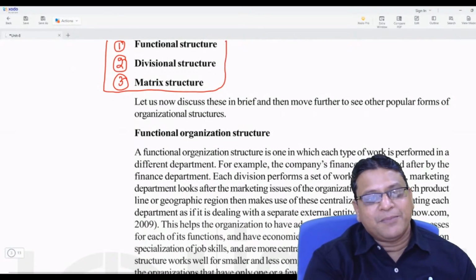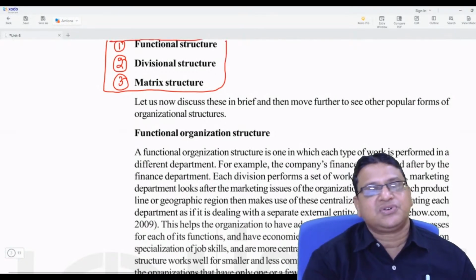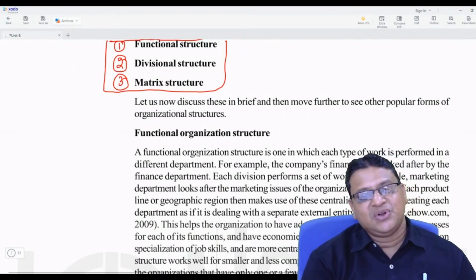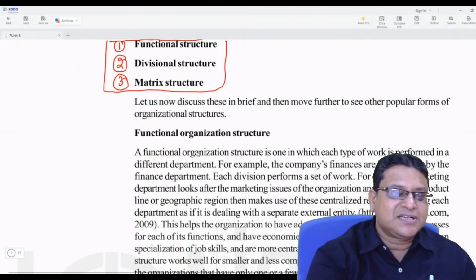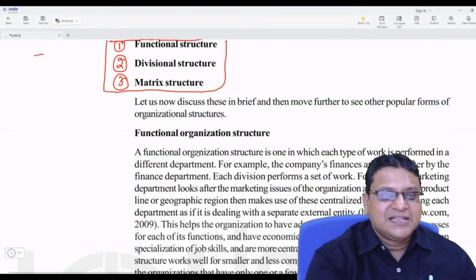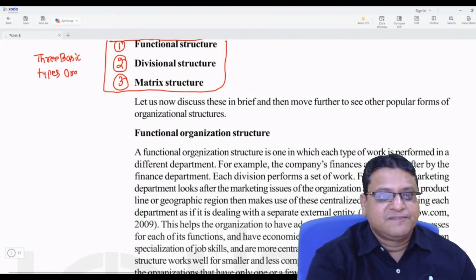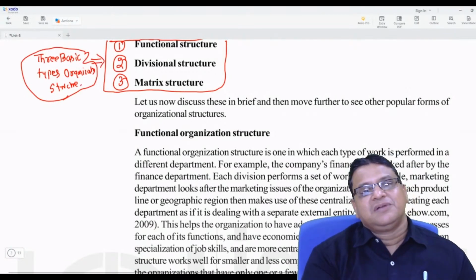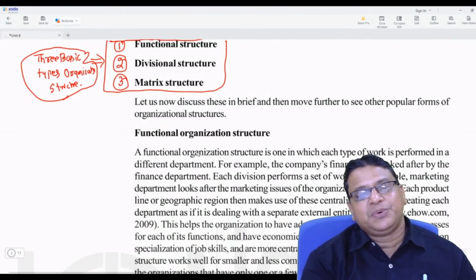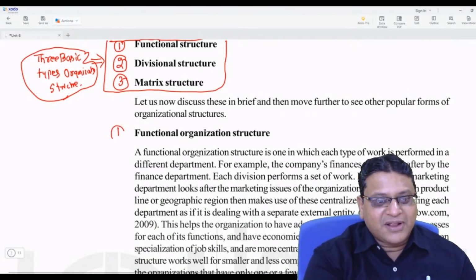We will study them now one by one. What is functional organizational structure? What is divisional organizational structure? What is matrix organizational structure? So organizational structure is of three types. What are the three basic types of organizational structure? Functional structure, divisional structure, matrix structure. So first we will study the functional organizational structure.